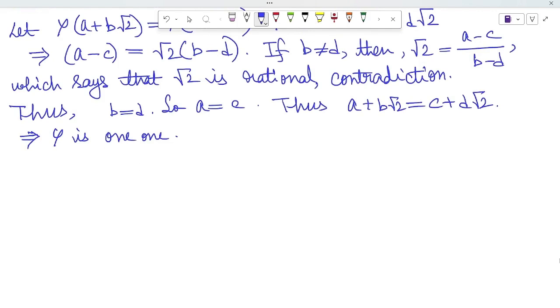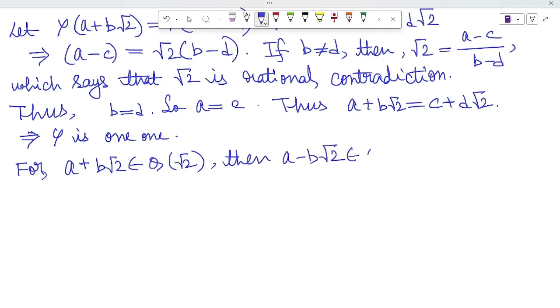Now I need to show it is onto. It is easy, very easy. For a plus b root 2 belongs to Q root 2, onto means in the codomain. If from the codomain set I take any a plus b root 2, then its conjugate element is in the domain. Domain and codomain are the same here, okay?